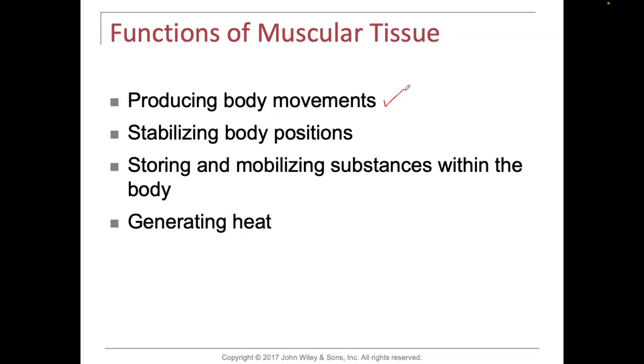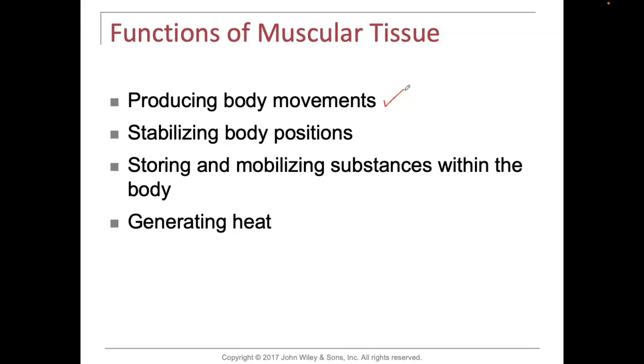Stabilizing body positions. When muscles contract, they can help stabilize different body parts or your body in its entirety. You can stand still and all your postural muscles are contracting. Some of them are contracting isometrically, meaning there's no change in the joint angle. You have rotator cuff muscles around the shoulder that are contracting to help stabilize the shoulder, and you don't even know what's happening.